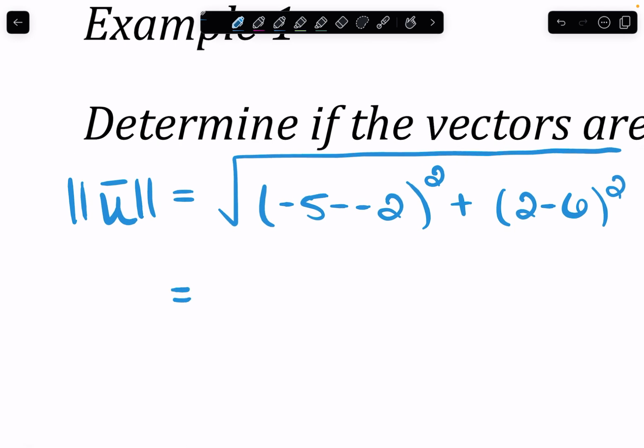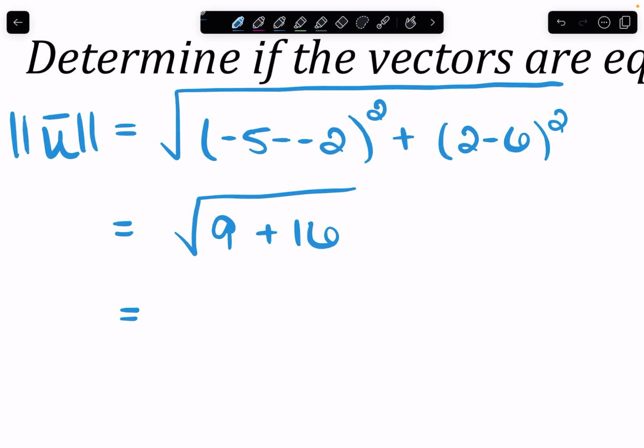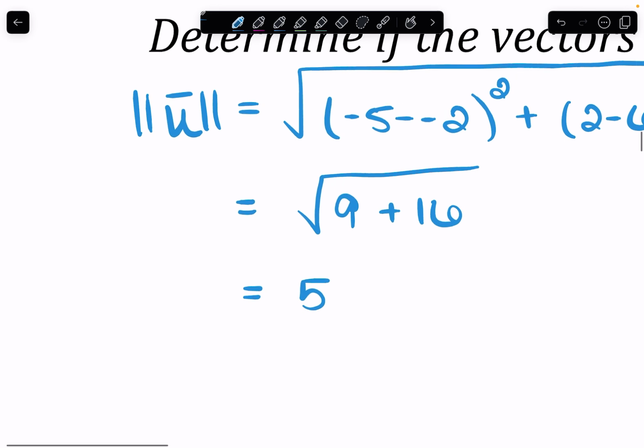So -5 minus -2 is -5 plus 2, -3, -3 squared, 9. 2 minus 6, -4 squared, 16. 9 plus 16, 25, square root of 25, 5. So the magnitude of vector u is 5.